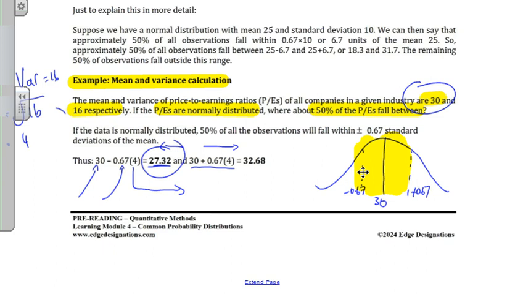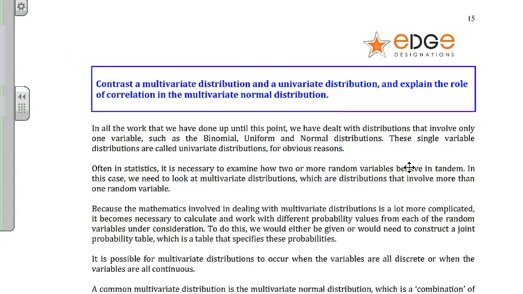On the left hand side, I'm minusing, so that is equal to 27.32. That's that number there. And on the right hand side, it's 32.68. So if I'm working within that particular range, how much of the observations have I got? 50%. Go through this example again, guys. It's a good one, and it'll show you exactly what you need to know in terms of what we're looking at in this particular case. We move on.